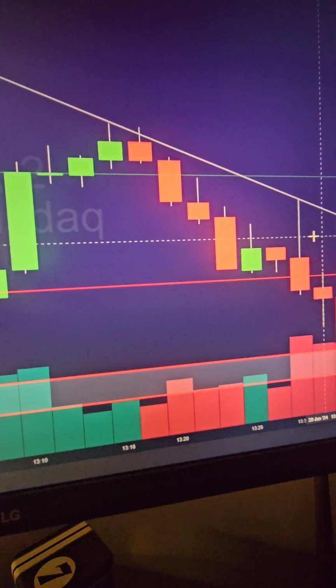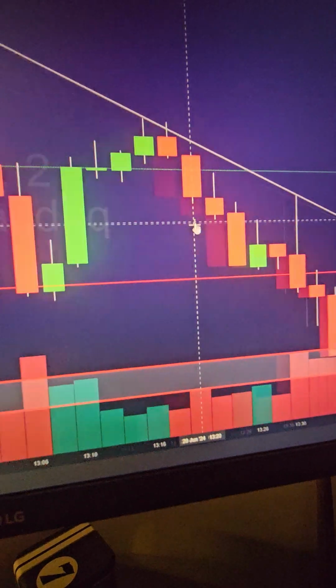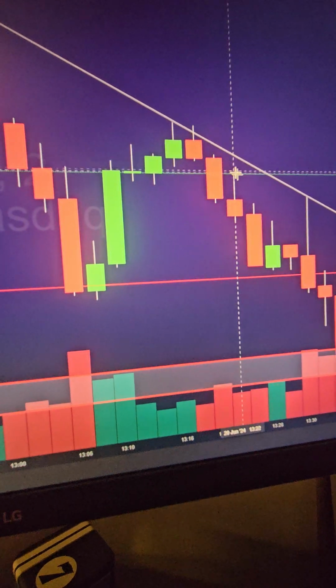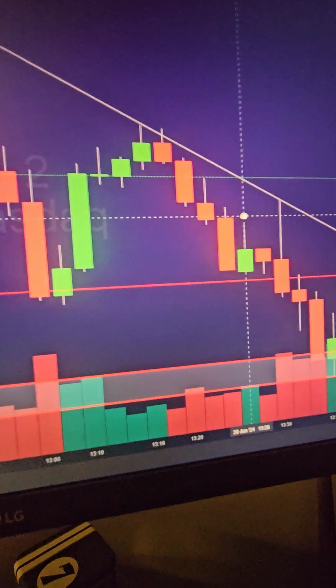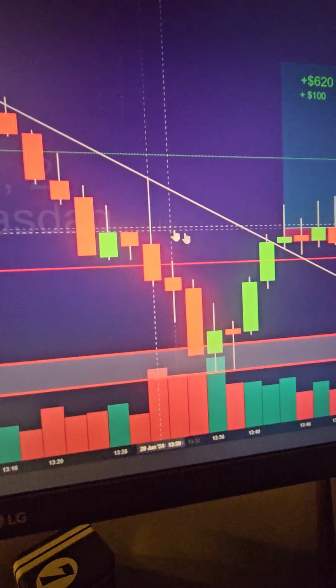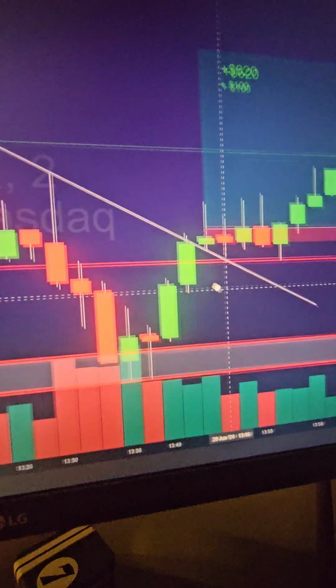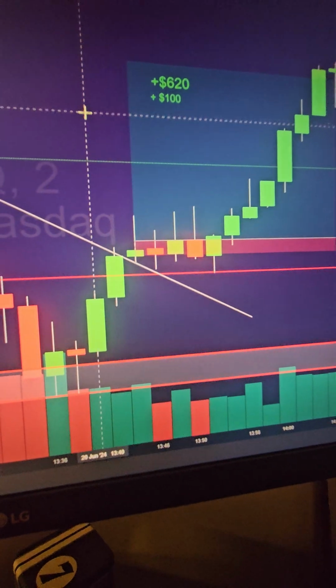So these trend lines really do work. It works to try to short against them. Like here, you could have gone short. And also when the trend breaks, then it's an opportunity to go long. That's what we did here. It put us up $720 on the day.